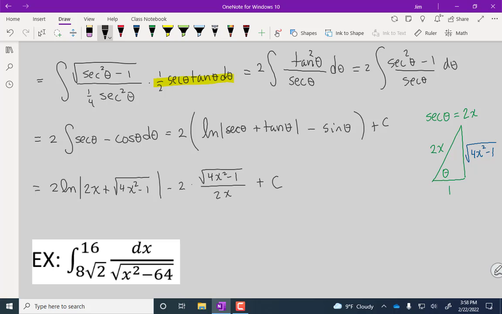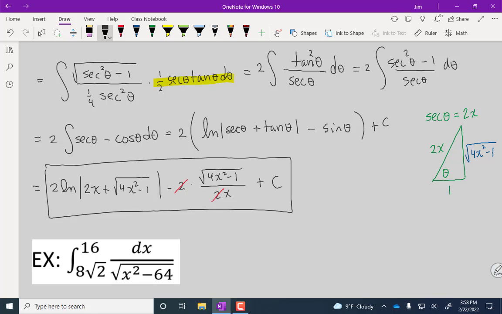And the only simplification we have is that we can annihilate those twos. And that's as good as it gets. Our family of antiderivatives.